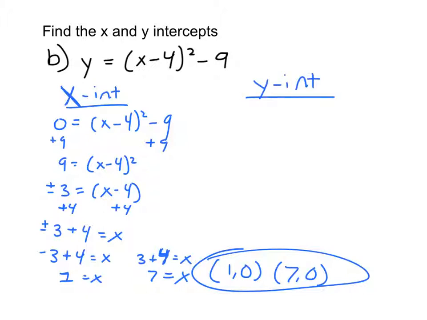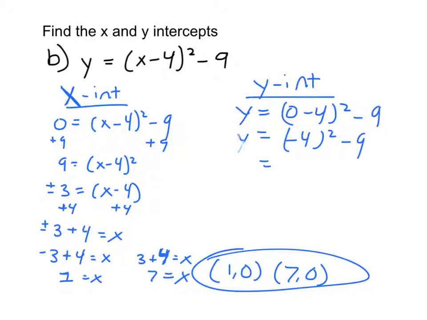To find the y-intercept, plug in 0 for x. So I'll have y equals (0 minus 4) squared minus 9. Negative 4 squared is 16, minus 9. So let's see, that will be 7. So my y-intercept will be, x comes first, comma, y, so 0, comma, 7. And so that's my y-intercept.